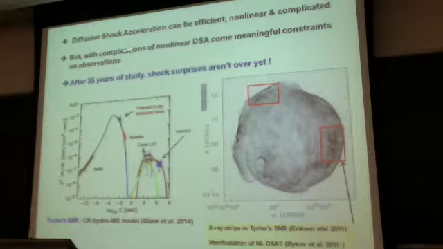So this process is complicated, but with the complications come meaningful constraints from the observations. The idea that we were able to explain some of these supernova observations by adding complications I think was quite interesting. And I think that the surprises are not over yet, even after more than 35 years of doing this work. That's it. Thank you.